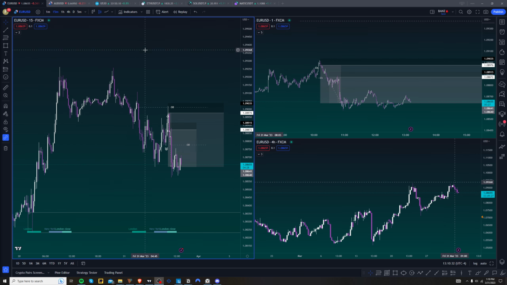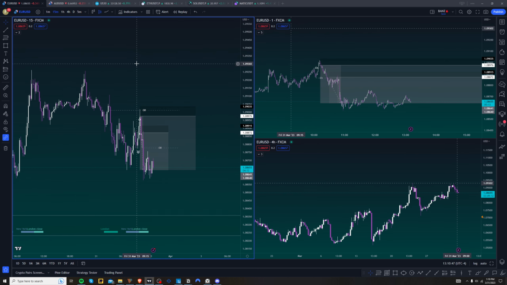Let's get into this breakdown of a New York EU, Euro USD Forex trade. If you're not familiar with EU, it's a Forex pair, one of the best pairs to trade during New York because it moves the most. Let's get into things though.